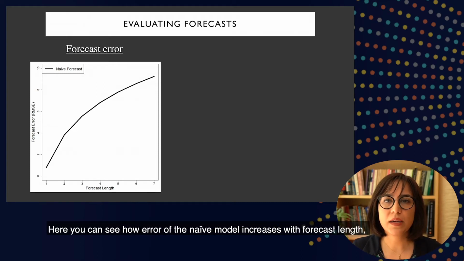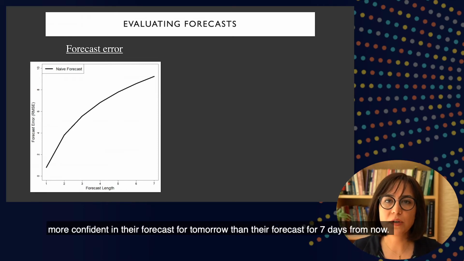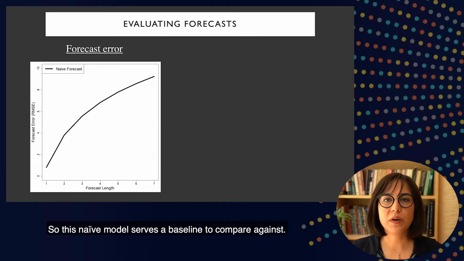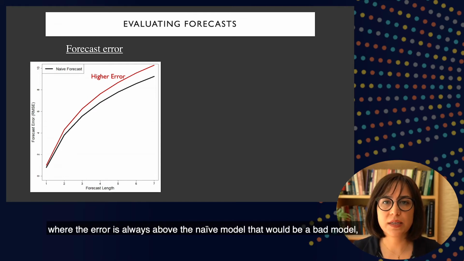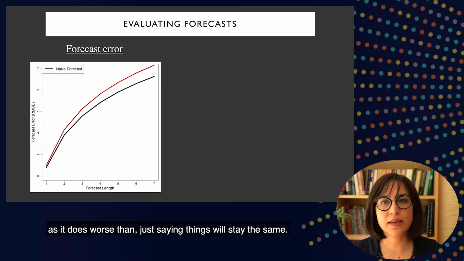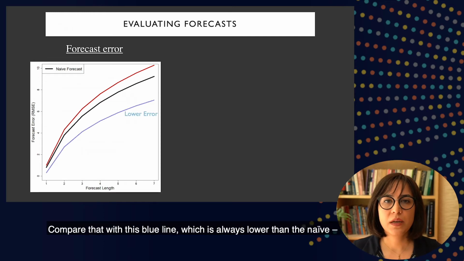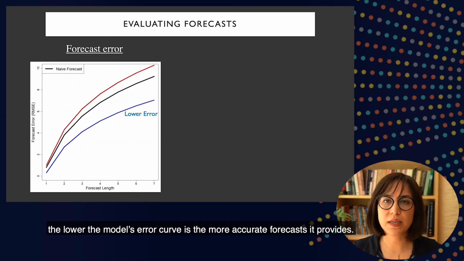Here you can see how error of naive model increases with forecast length, as you would expect, just like weather forecasters are more confident in their forecast for tomorrow than their forecast for 7 days from now. So this naive model serves as a baseline to compare against. If a model has a forecast error curve that looks like this red line, where the error is always above the naive model, that would be a bad model, as it does worse than just saying things will stay the same. Compare that with this blue line, which is always lower than the naive. The lower the model's error curve is, the more accurate forecast it provides.